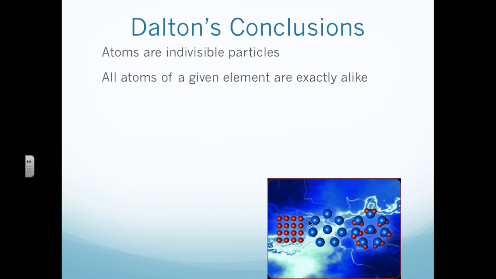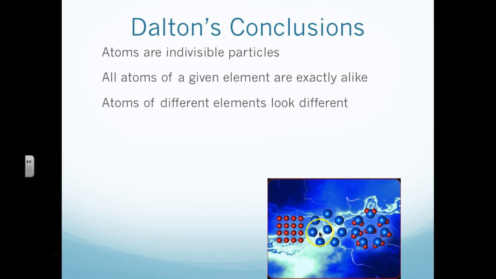He also says that atoms for a given element are exactly alike. So let's just say the red spheres are hydrogen. Every single hydrogen atom looks exactly the same. There's no difference between any hydrogen atoms. These blue spheres are oxygen atoms. So notice every single oxygen atom looks exactly the same. There's no difference between any kind of oxygen atom.